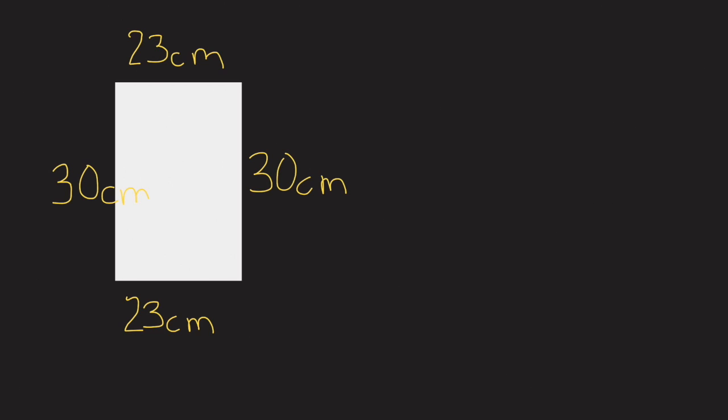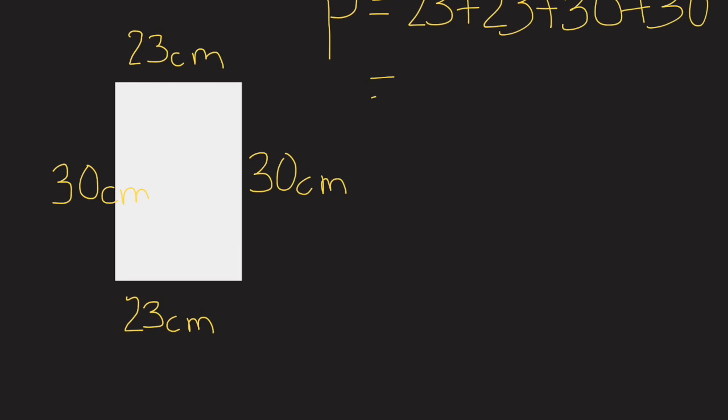Now in math, you'll remember that sometimes we use letters to represent words. So I'm just going to use the letter P to represent perimeter. So to find the perimeter, I simply have to add all the lengths of these sides together, which would look like this. P = 23 + 23 + 30 + 30. Now we have to add all those together, and there's many strategies to do that. We have to add all these numbers together to find the total perimeter.